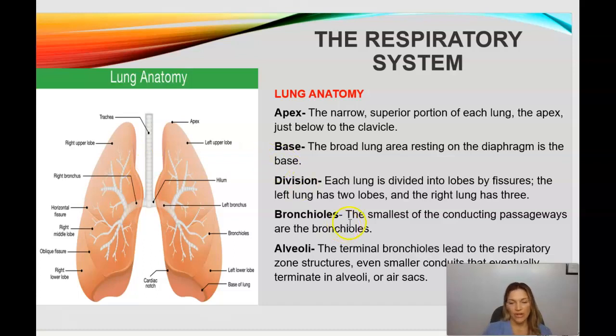Then we have the bronchioles, and this is the smallest of the conducting passageways. And then we have the alveoli and the terminal bronchioles. The bronchioles lead to what they call the respiratory zone structures, and then even smaller conduits that eventually terminate into the alveoli or air sacs.